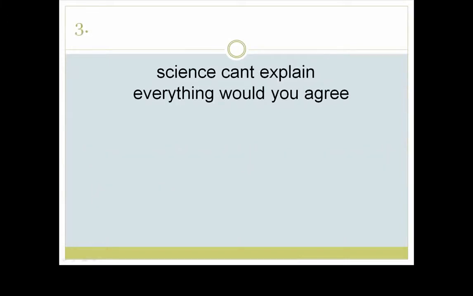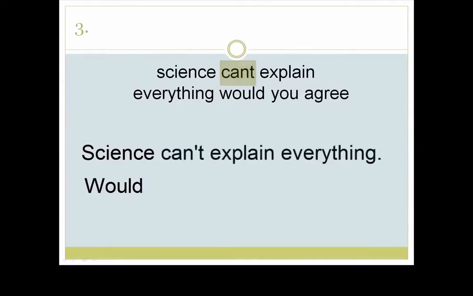3. Again, ask yourself how many complete thoughts are there? There are 2. We'll start each with a capital letter. And I hope you see that the first is a statement and the second is a question. We also have a contraction. So what do we need? An apostrophe. Science can't explain everything. Would you agree?